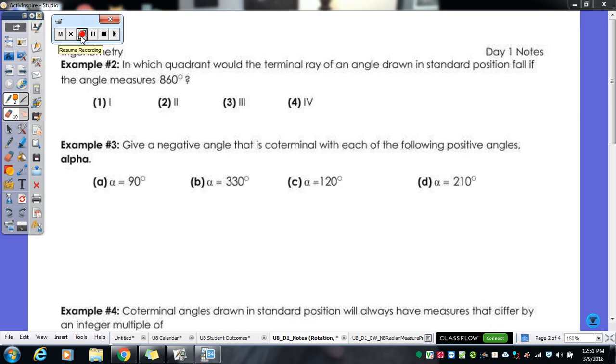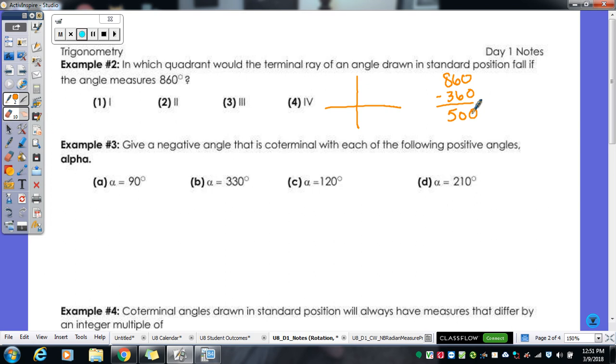So on the back page, example 2: in which quadrant would the terminal ray of an angle drawn in standard position fall if the angle measures 860 degrees? We have two ways we could do this. You could draw your little rotation diagram like we were just doing and figure out how many times it's going to go around. Or you could just do some subtraction. 860 minus 360 would give us 500.